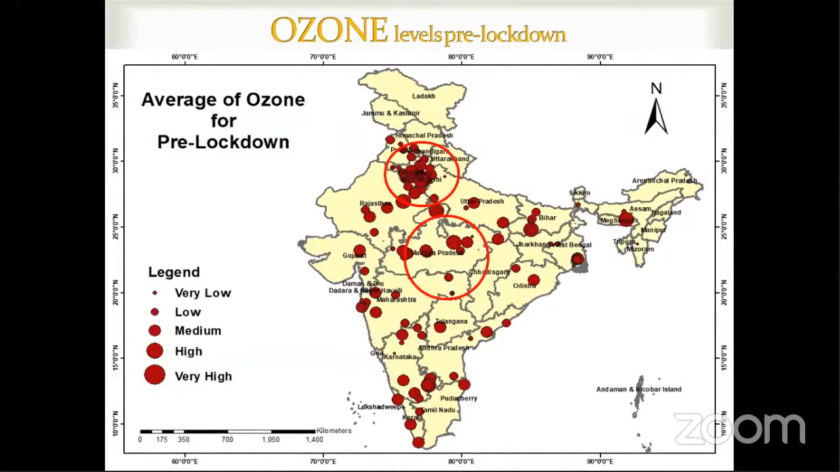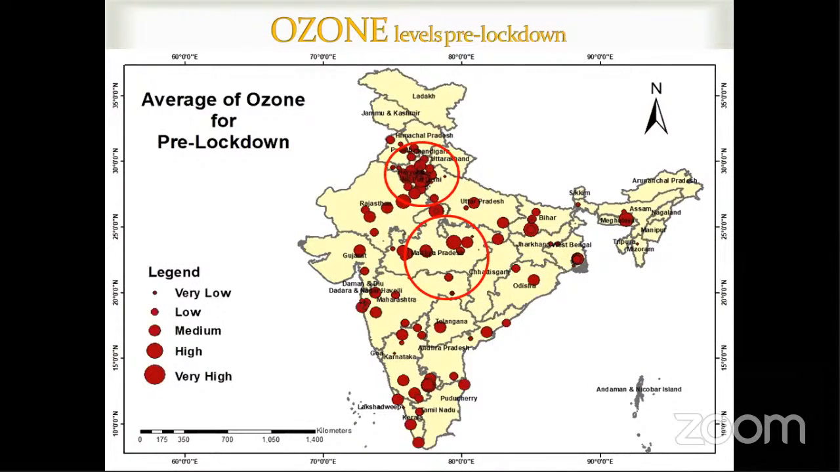Ozone. The next pollutant parameter is ozone. Ozone at ground level is a harmful air pollutant because of its effects on people and environment. And it is the main ingredient of smog, which we all know is very harmful. It is created by chemical reactions between oxides of nitrogen and volatile organic compounds, VOCs. And this happens when pollutants emitted by cars, power plants, industries, and other sources chemically react in the presence of sunlight. Sunlight is a major factor in the ozone levels.